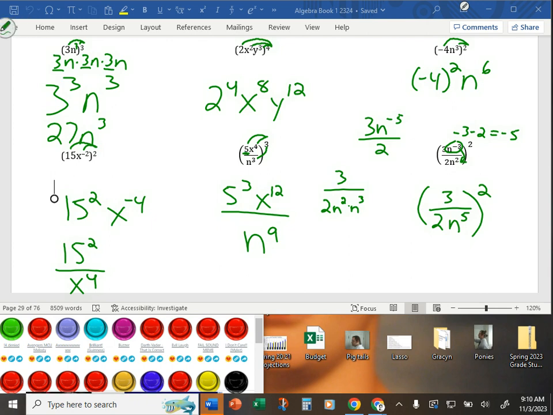Okay. So we distribute the 2 now into parentheses. Our numerator, 3, gets the power. It's a numerical base. Coefficient base becomes 3 squared. The coefficient 2 in the denominator becomes 2 squared. And then our n to the 5th, we have n to the 5th times another n to the 5th, 2 groups of 5, n to the 10th. Exponents multiply. And so this would be your final answer.